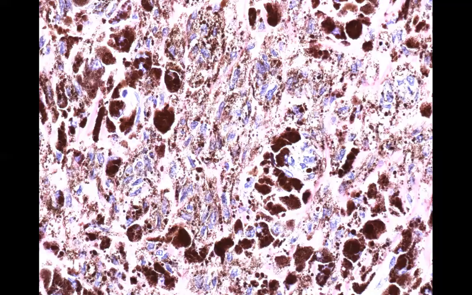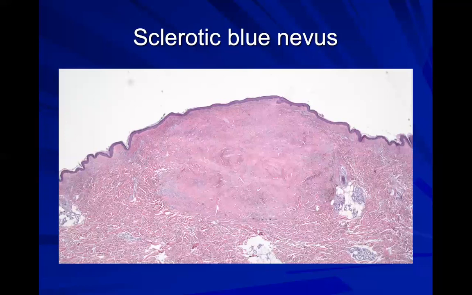So here's another look at these spindled and dendritic melanocytes. A more sclerotic blue nevus is when you have more of this collagen change, and it's a less cellular nevus.